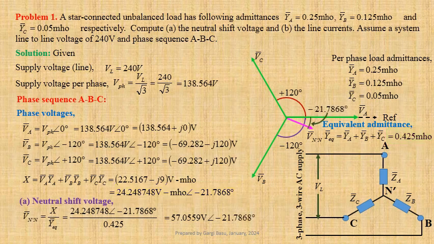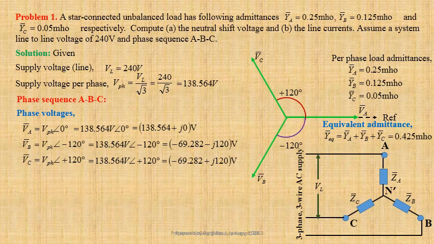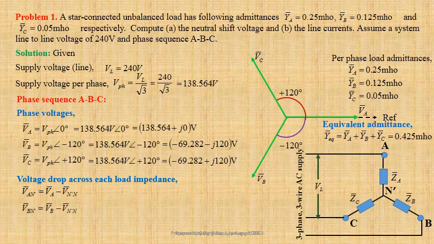Expression for voltage drop across each load impedance: VAN' equals VA minus VN'N, VBN' equals VB minus VN'N, and VCN' equals VC minus VN'N.